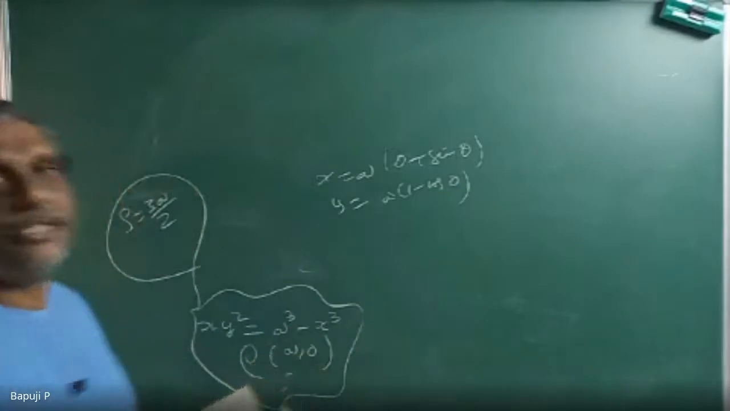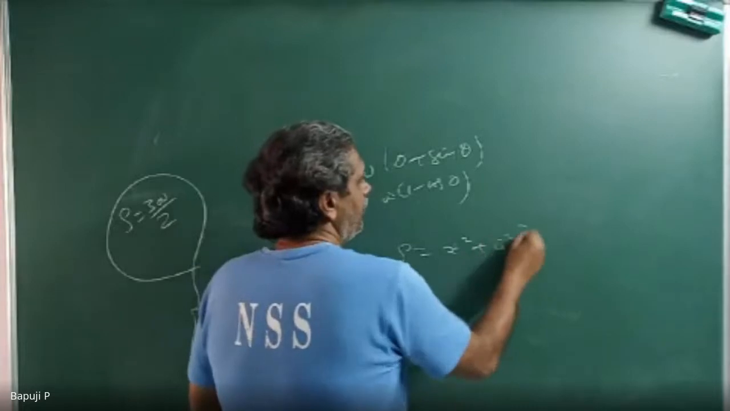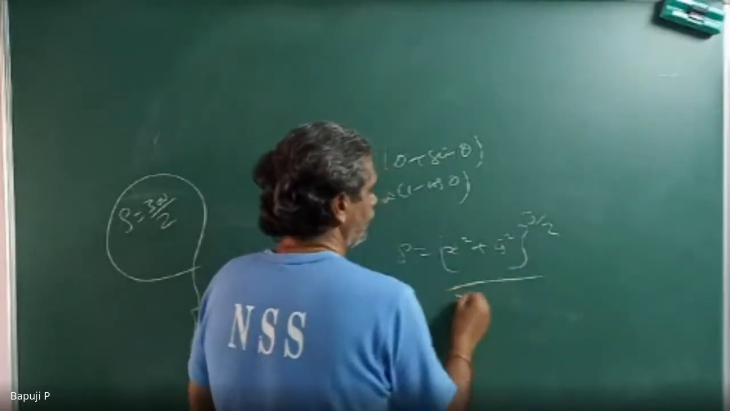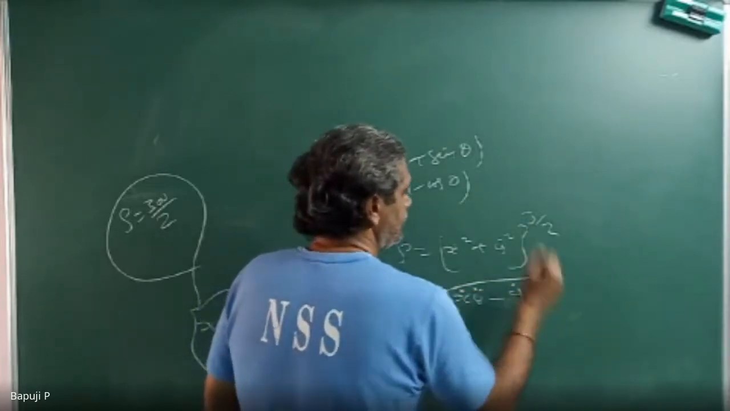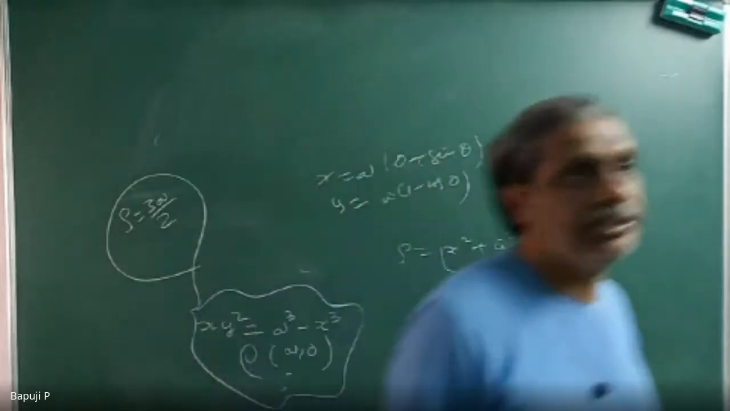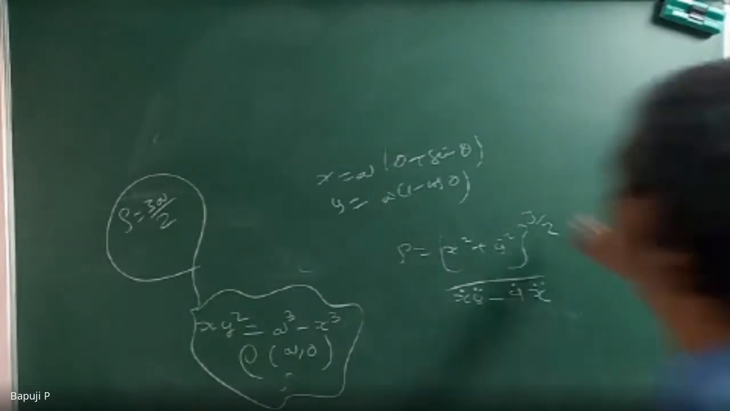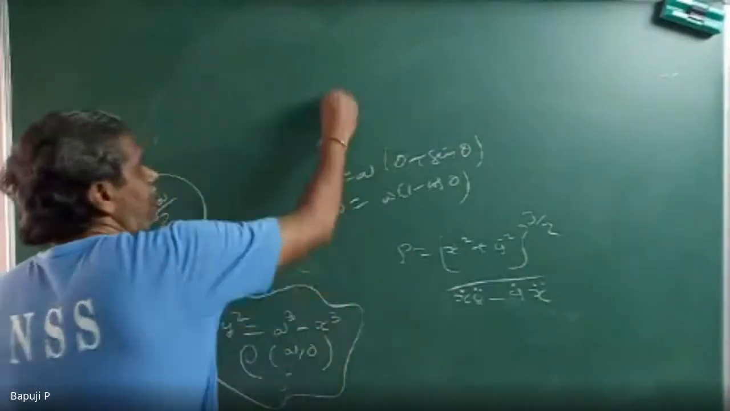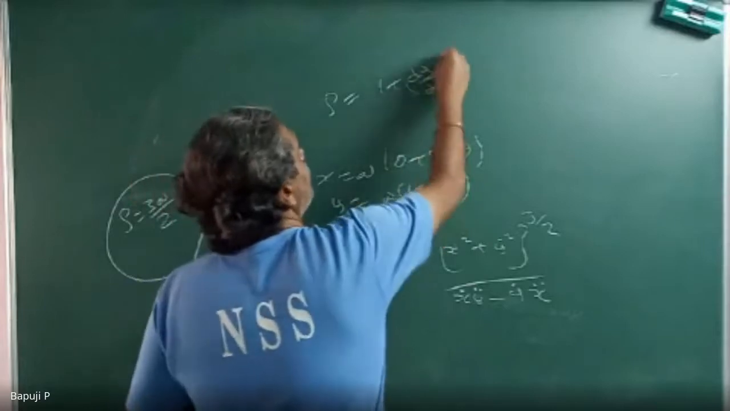See, this is in parametric form, correct or not? X is in terms of theta, y is in terms of theta. So in parametric form, what is the given formula? X dot square plus y dot square, whole power 3 by 2, over x dot y double dot minus y dot x double dot, where x dot is dx by d theta, y dot is dy by d theta, x double dot is d square x by d theta square, y double dot is d square y by d theta square. Some textbooks follow this formula only.